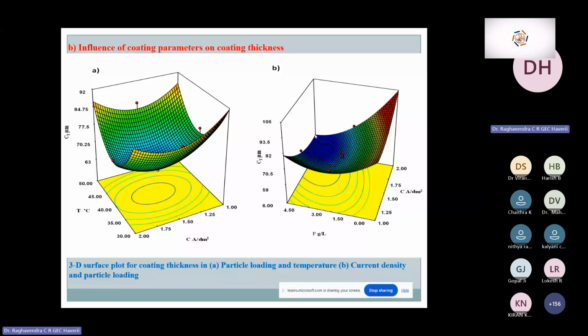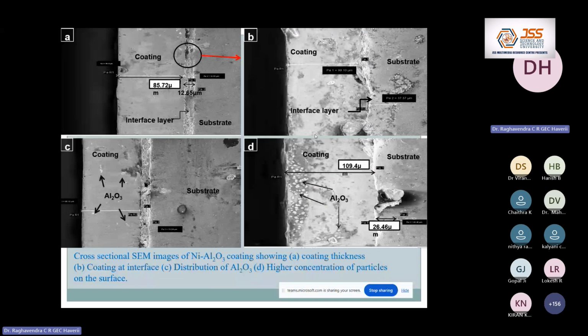Now you can see the substrate material here, whereas the interface material being formed is of minimum thickness, 12.65 micrometers, and the major coating is found to be 85.72. This coating material may comprise nickel and Al2O3 or titanium oxide, and we can have any composition.